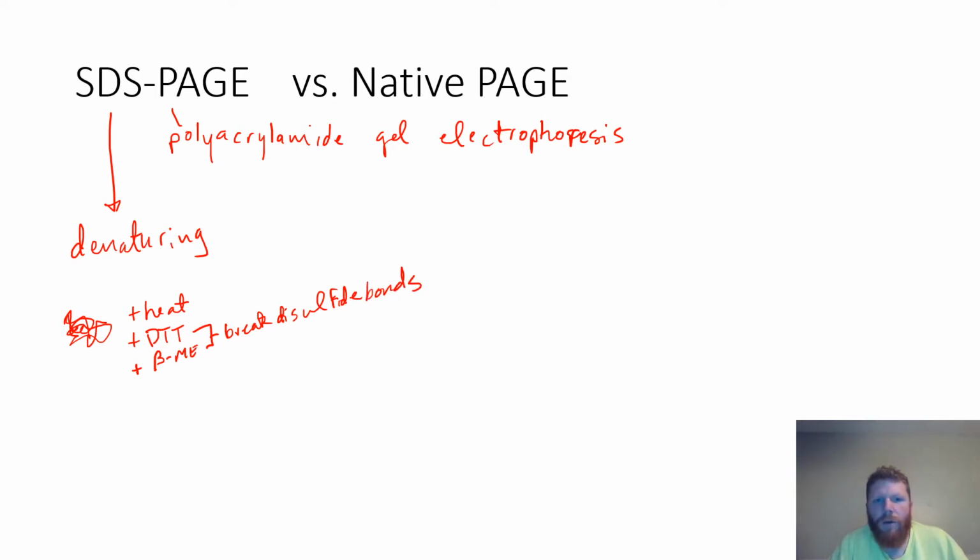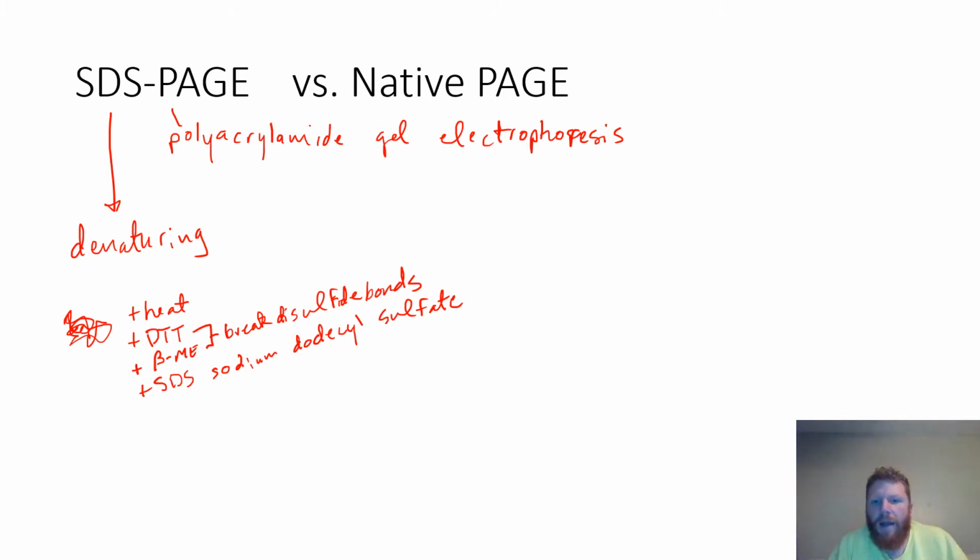The last thing that you're going to do in SDS-PAGE is you're going to add SDS, which stands for sodium dodecyl sulfate. And what you're doing with sodium dodecyl sulfate is you're adding a uniform negative charge across the protein.